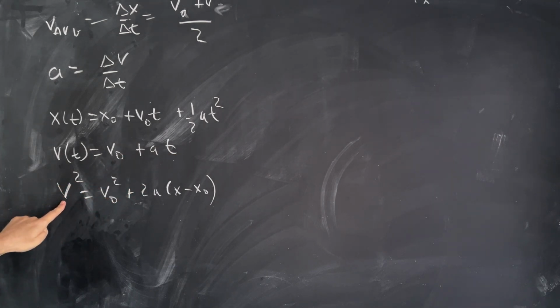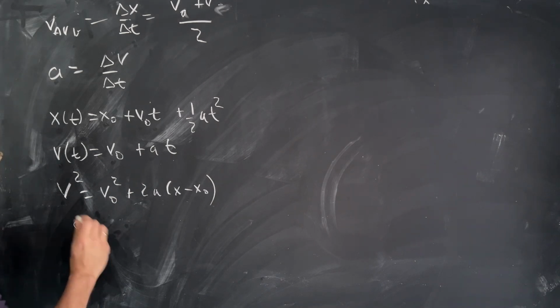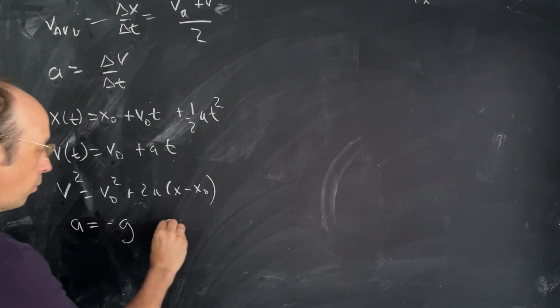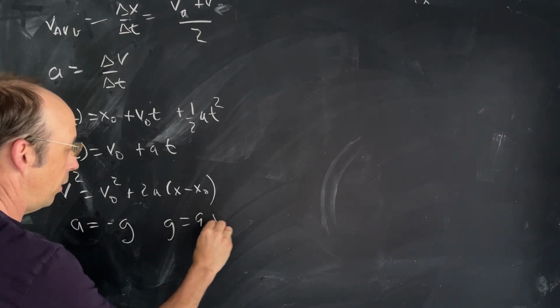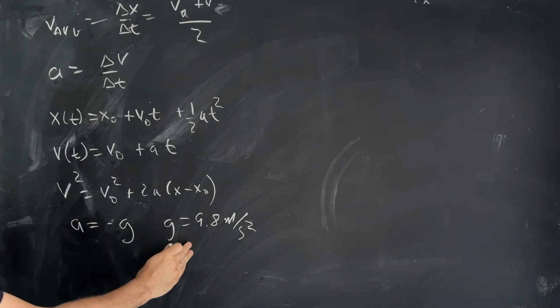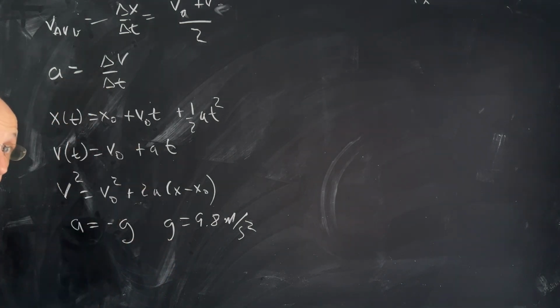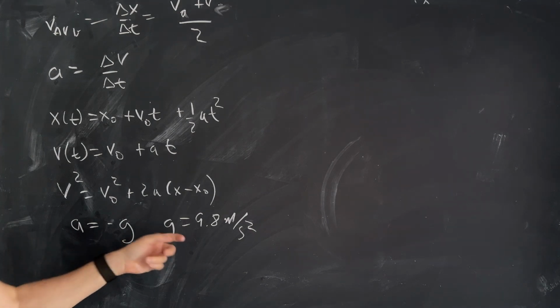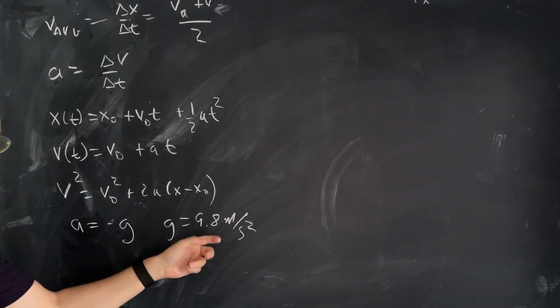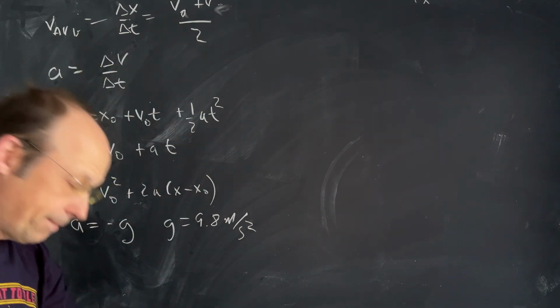And then this one is a relationship without time. And we did say A equals negative G, where G is 9.8 meters per second squared. This is what we call the gravitational field. And if an object's moving up and down under the influence of gravity, which we'll get to as a force later, then this is the acceleration, negative G. We call G positive because it's actually a magnitude of a vector. But, okay.